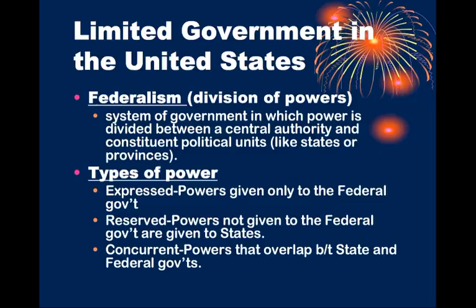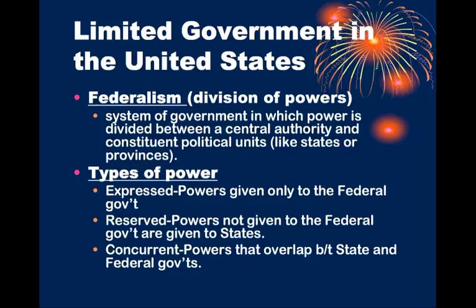And then some powers of the government are shared, or known as concurrent powers. These are powers that overlap between both the state and the federal government. An example of a concurrent power is the power to collect taxes. Both the federal government and a lot of state governments collect different types of taxes. Sales taxes are collected by state governments in a lot of cases, and both state and federal government collect income taxes.